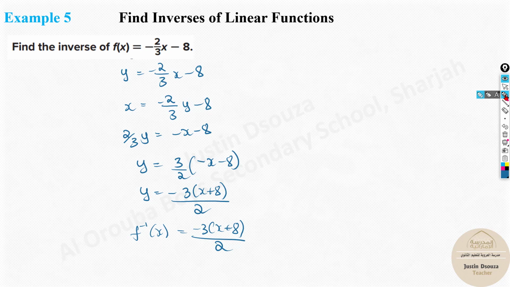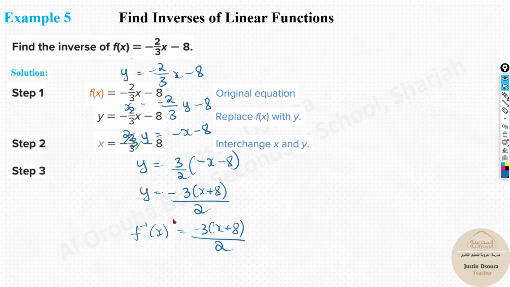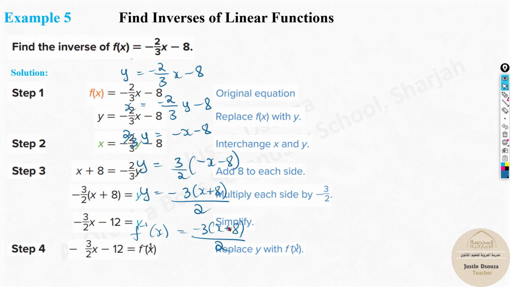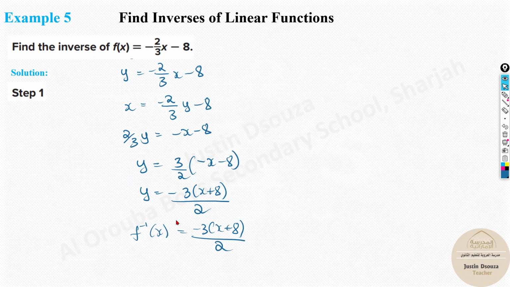And that's the answer. Let's quickly see the answer. Okay, it's more simplified. But you can see it's negative 3 by 2, x plus 8. That is the f inverse as well. Now I'll tell you what is done. They have just simplified it further. How?